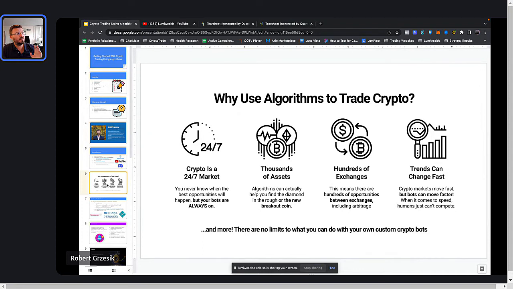Or vice versa, you could have an algorithm that's looking for news. It found a significant news event, and you see how the market's reacting.